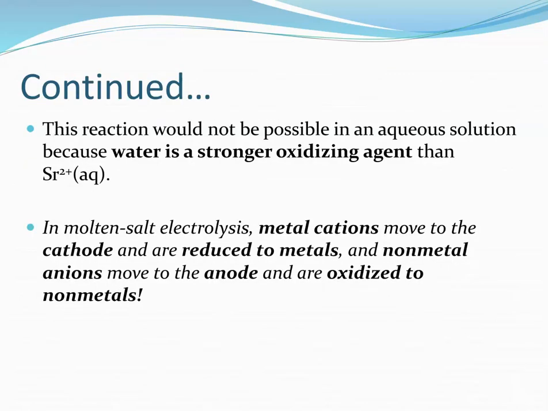If the strontium chloride was instead dissolved in water, water would have been the strongest oxidizing agent. The reaction that occurred would be completely different. In molten salt electrolysis, metal cations move to the cathode and are reduced to metals, and nonmetal ions move to the anode and are oxidized to nonmetals.